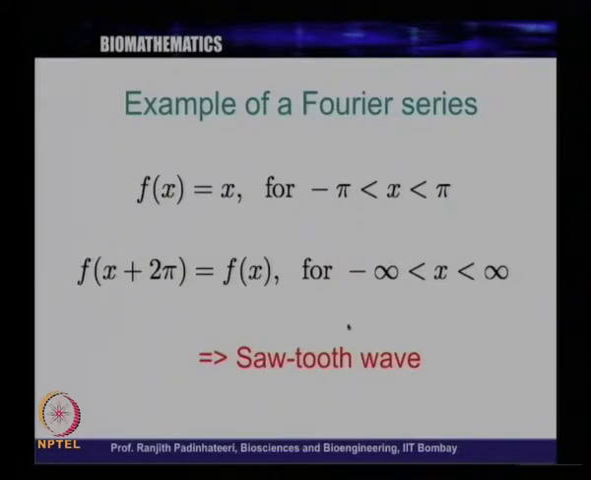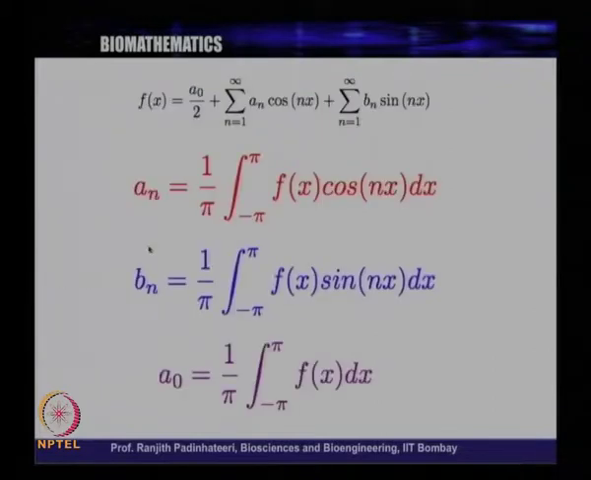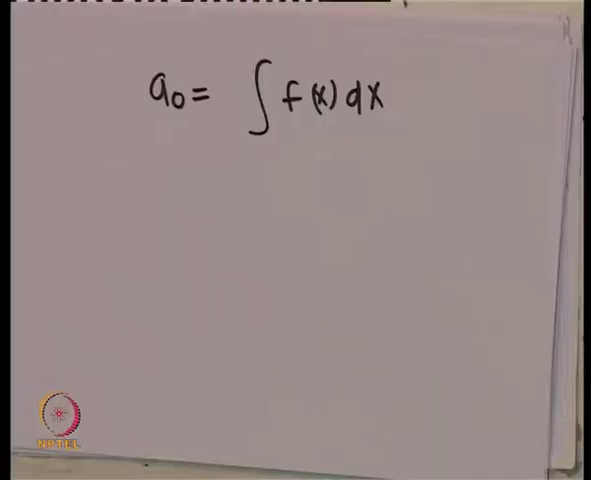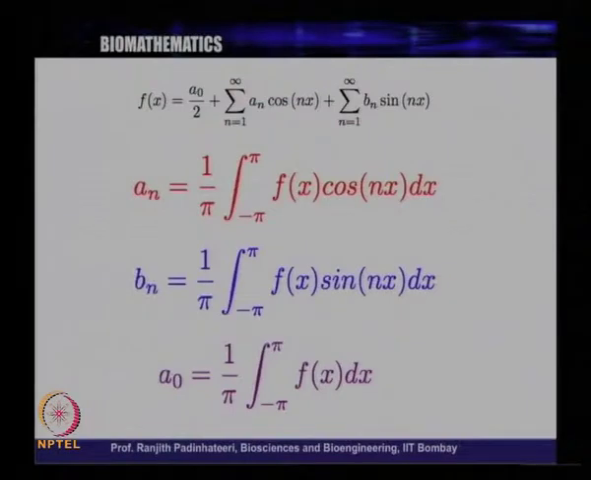Now, how do we write this in terms of sine and cos? We learned in the previous case that if you have this function, a 0, a n and b n can be calculated in this particular way. So, what is a 0? A 0 is integral f of x dx, and that is what is shown here. A 0 is integral f of x dx from minus pi to plus pi.